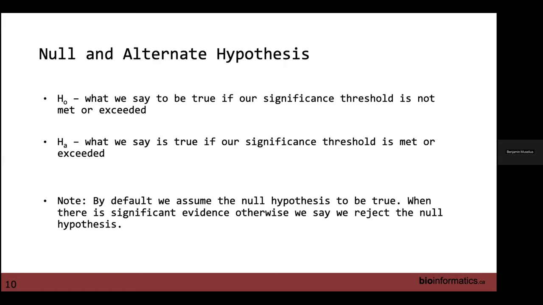The significance threshold is very often 5%, so a p-value of 0.05 or less. However, that is a somewhat arbitrary measurement. As long as you have a reason to, you can set your p-value to whatever you like. Kind of a terminology thing: by default, we assume that the null hypothesis is true. And again, terminology-wise, we don't accept the null or switch to the null. We say we reject the null hypothesis if we have significant evidence for the alternate.